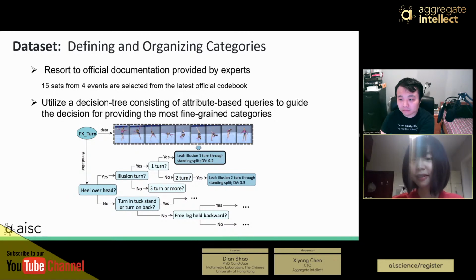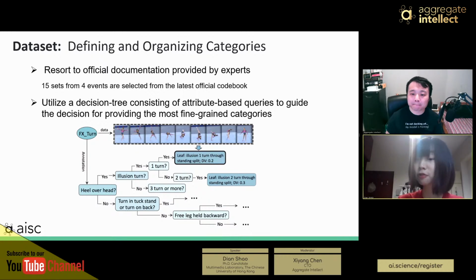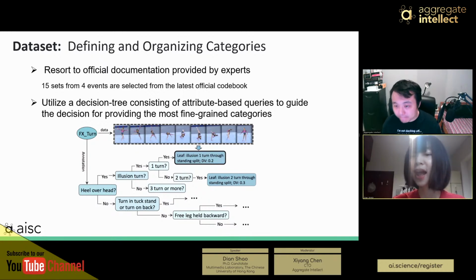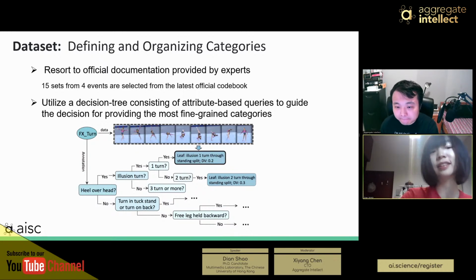But the element categories thus defined are also quite a lot, counting up to more than 500 in total. So it is still really hard for an annotator to directly and accurately provide the element label, unless he is a professional referee. So our solution is to utilize a decision tree consisting of attribute-based queries to guide the decisions. You can see this figure.